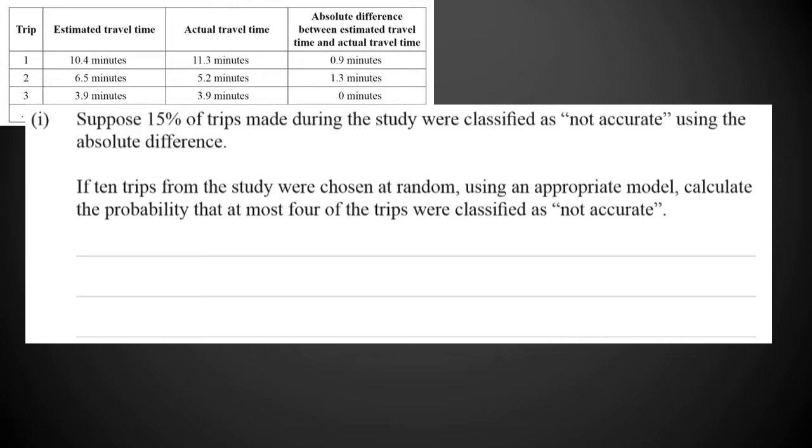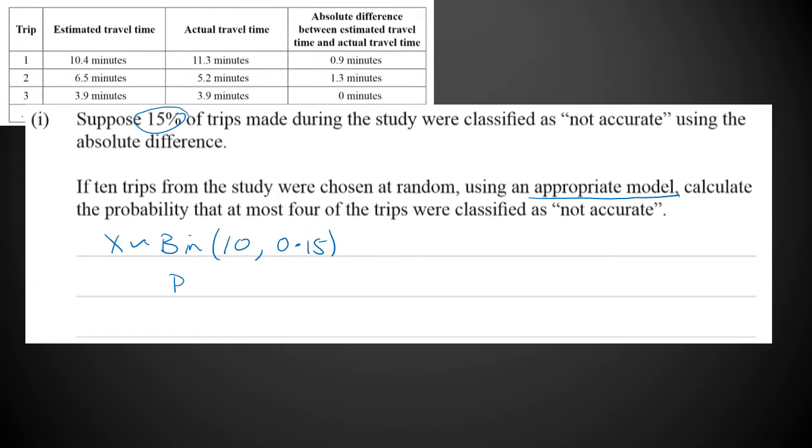Suppose 15% of trips made during the study were classified as not accurate, as in, the time estimated wasn't accurate enough from the actual time that it took. If 10 trips from the study were chosen at random using an appropriate model, calculate the probability that at most 4 of the trips were classified as not accurate. Now, the appropriate model that we're going to use is a binomial one, because we can term this as accurate or not accurate and get the probability of 15% plugged into that as well. So we've got a binomial distribution. X follows a binomial distribution. We've got 10 trials and the probability of success is 0.15.